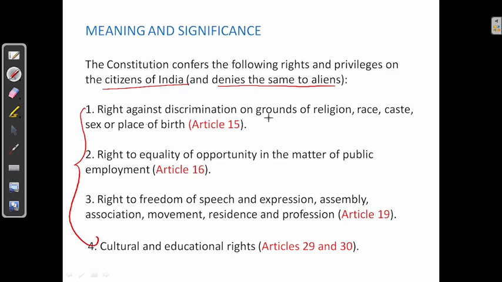Right against discrimination on grounds of religion, race, caste, sex or place of birth, Article 15. Article 16, that is right to equality of opportunity in the matter of public employment. Article 19, right to freedom of speech and expression, assembly, association, movement, residence and profession. Next is Article 29 and 30, cultural and educational rights. All these rights are only for the citizens of India and not for the aliens. This is important.